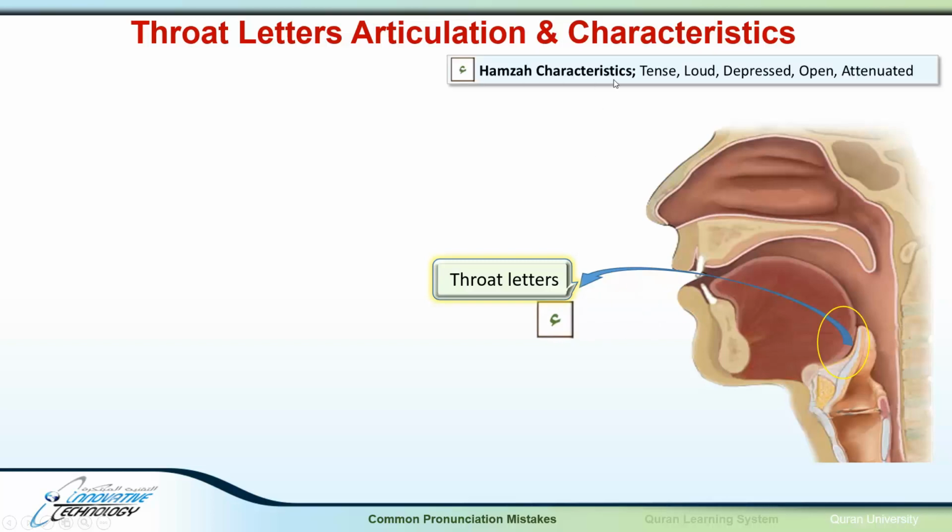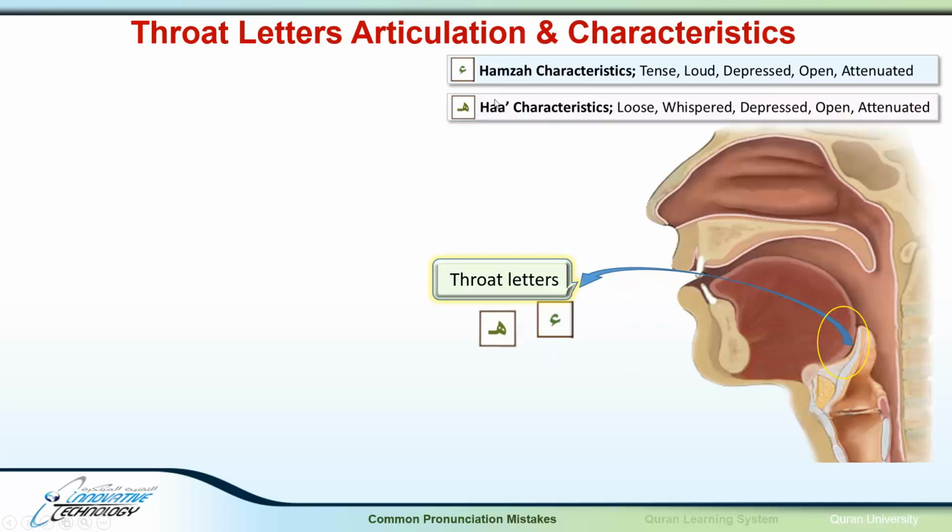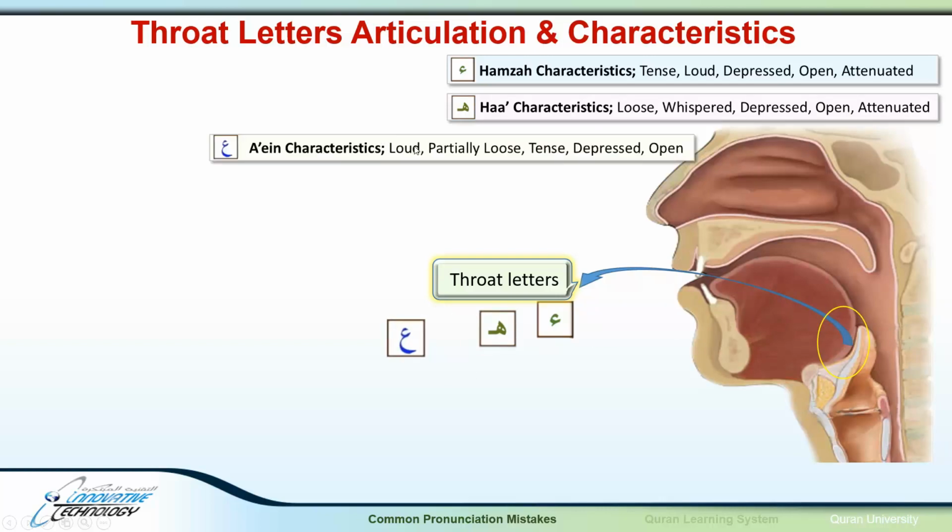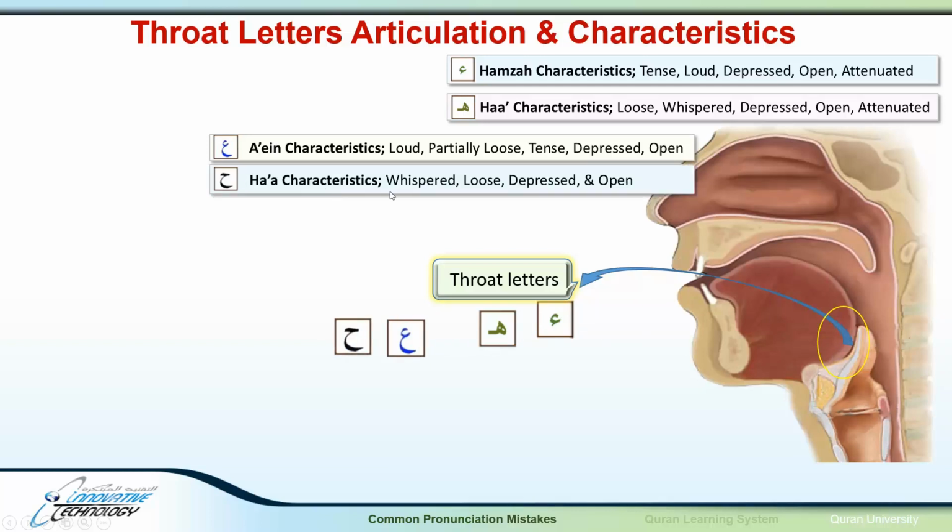Al-hamza is characterized by being tense, loud, depressed, open, and attenuated. The second deep throat letter is al-ha. The ha is characterized by being loose, whispered, depressed, open, and attenuated. Now, the mid-throat letters are the ain, which is characterized by being loud, partially loose, tense, depressed, and open. And the second mid-throat letter is the ha, which is characterized by being whispered, loose, depressed, and open.